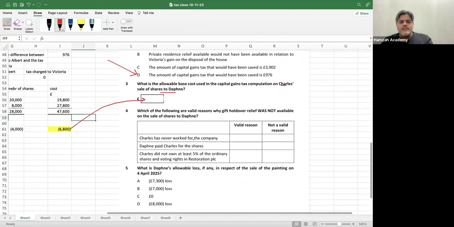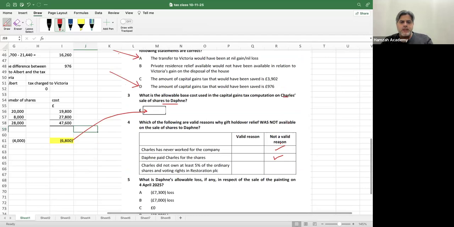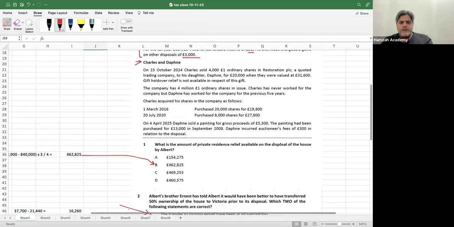So the charge has never worked for the company, so it's not a valid reason for the holdover relief not being available. Definite paid a charge for the shares. No, it's not a valid reason as well, because technically, if we look here, I can't see Definite paying for it.